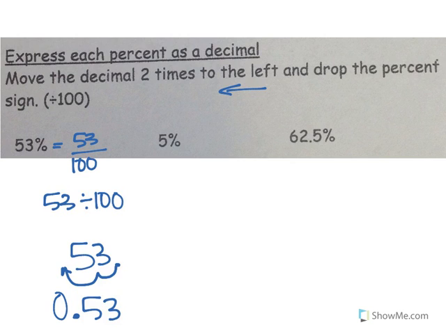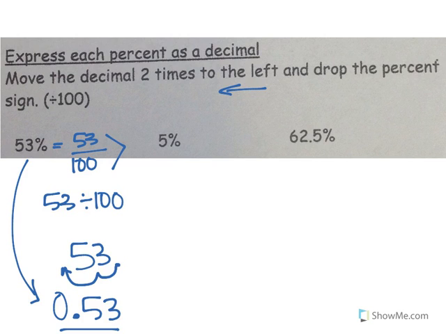Okay, so 53 hundredths is a fraction here, 53 hundredths is a decimal here. And we wanted to convert our percent to a decimal. So 53% is equivalent to 0.53 or 53 hundredths. Let's try it with 5%.